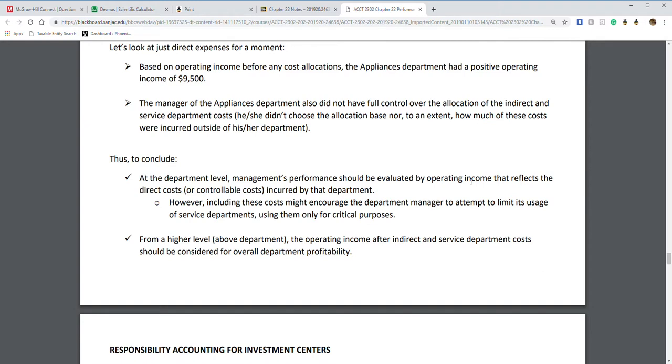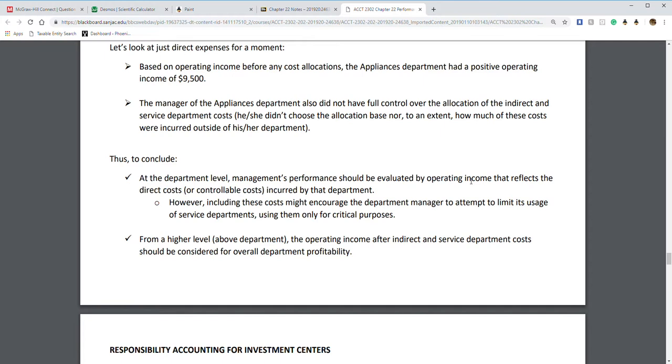At the department level, management's performance should be evaluated by operating income that reflects direct costs or controllable costs incurred by that department. However, including these costs may encourage the department manager to limit their usage of service departments, using them for only critical purposes. Basically, we can charge them with their direct costs, but we want to add that fear factor that helps them reduce the cost for the service departments and thus makes it more efficient. If they only use them when they really need them, then it lowers cost for their department.